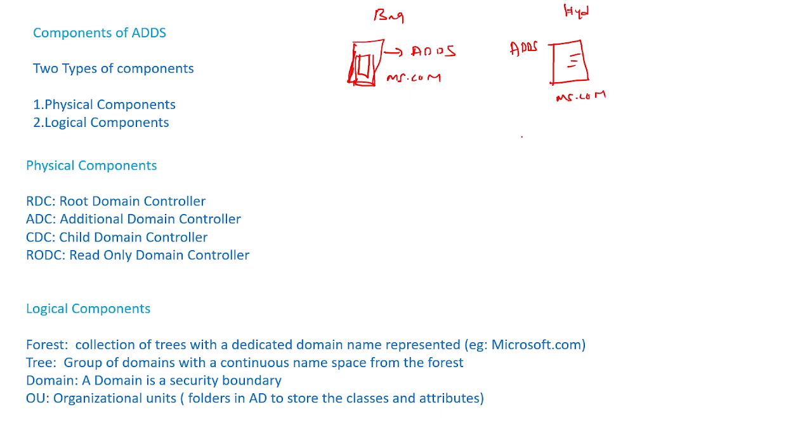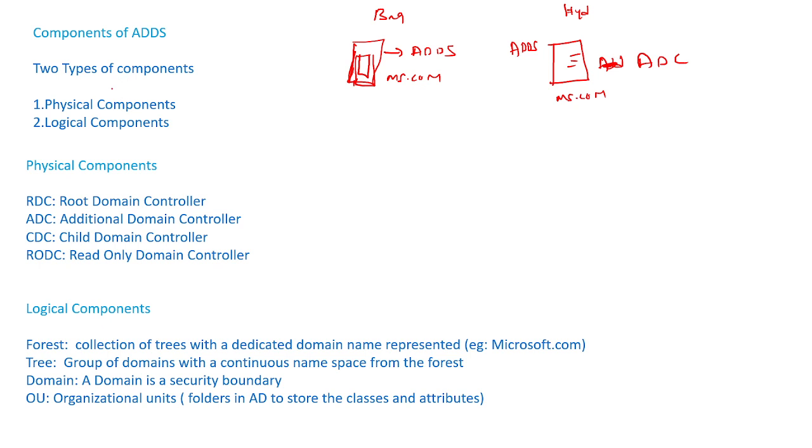The Bangalore location will be handled by domain controller 1. The Hyderabad location workload will be handled by the Hyderabad one. Since you are adding an additional domain controller to take the load of the Hyderabad location users' requests, we call it an additional domain controller. ADC. We will call it ADC. ADC means additional domain controller.